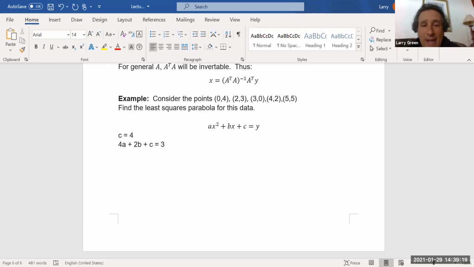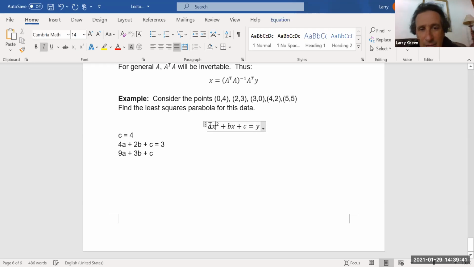Okay. And then if X is 3, you're supposed to get 0. That's 9A plus 3B plus C. In fact, I think I can do this a little differently.